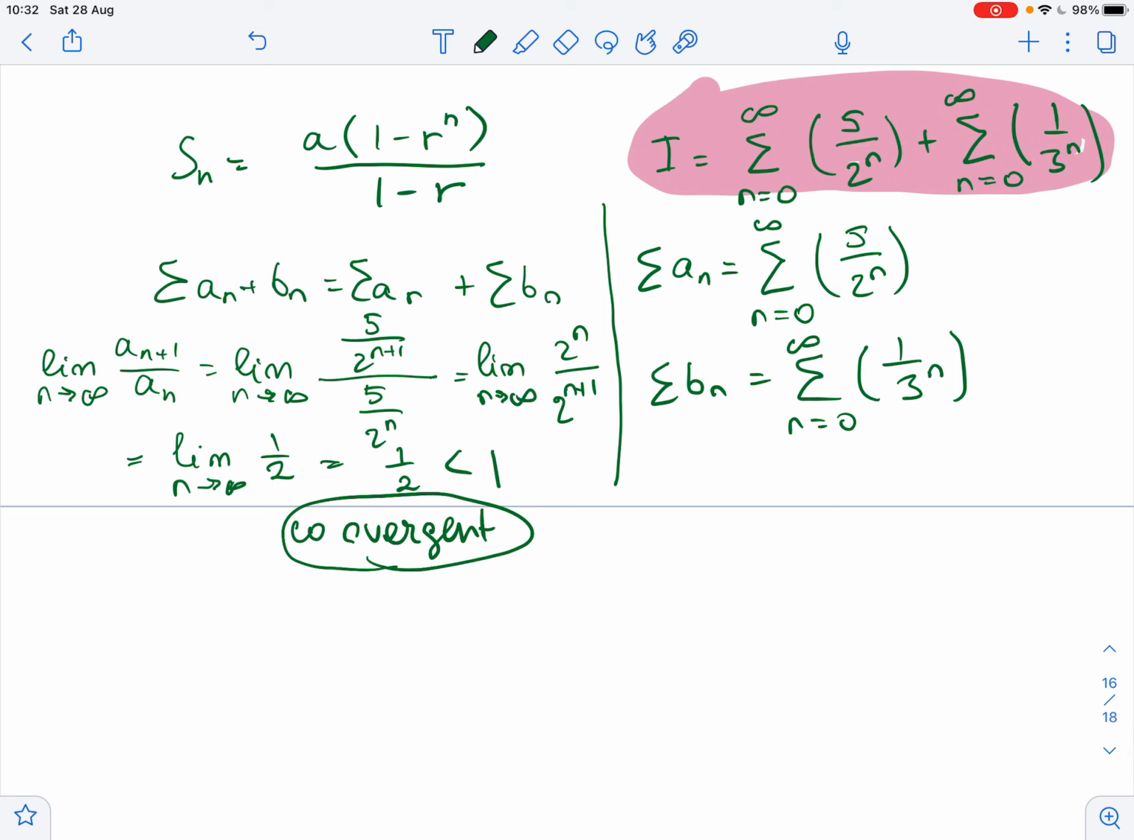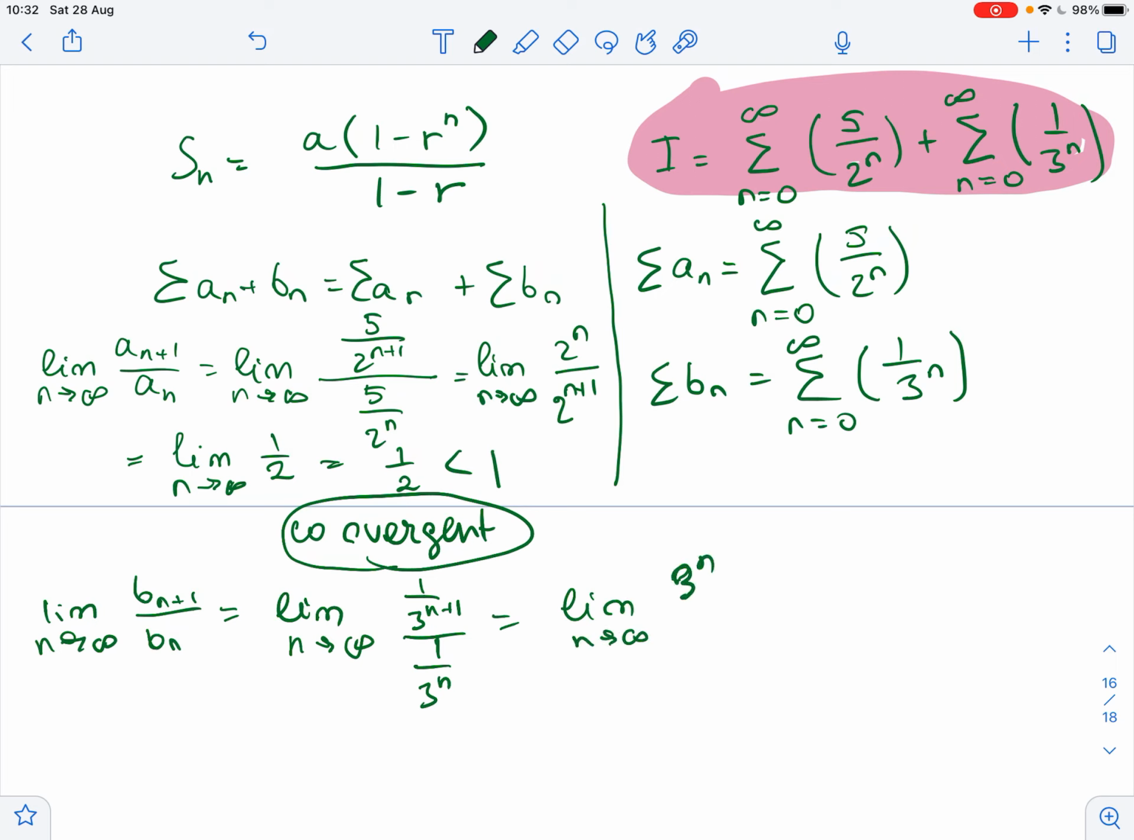Now let's do the same for series B. So the limit of bn plus 1 over bn, where n approaches infinity, equals the limit of 1 over 3 to the power of n plus 1 over 1 over 3 to the power of n, where n approaches infinity. This equals the limit of 3 to the power of n over 3 to the power of n plus 1, so it equals 1/3. Again, it's less than 1, so this is convergent as well.